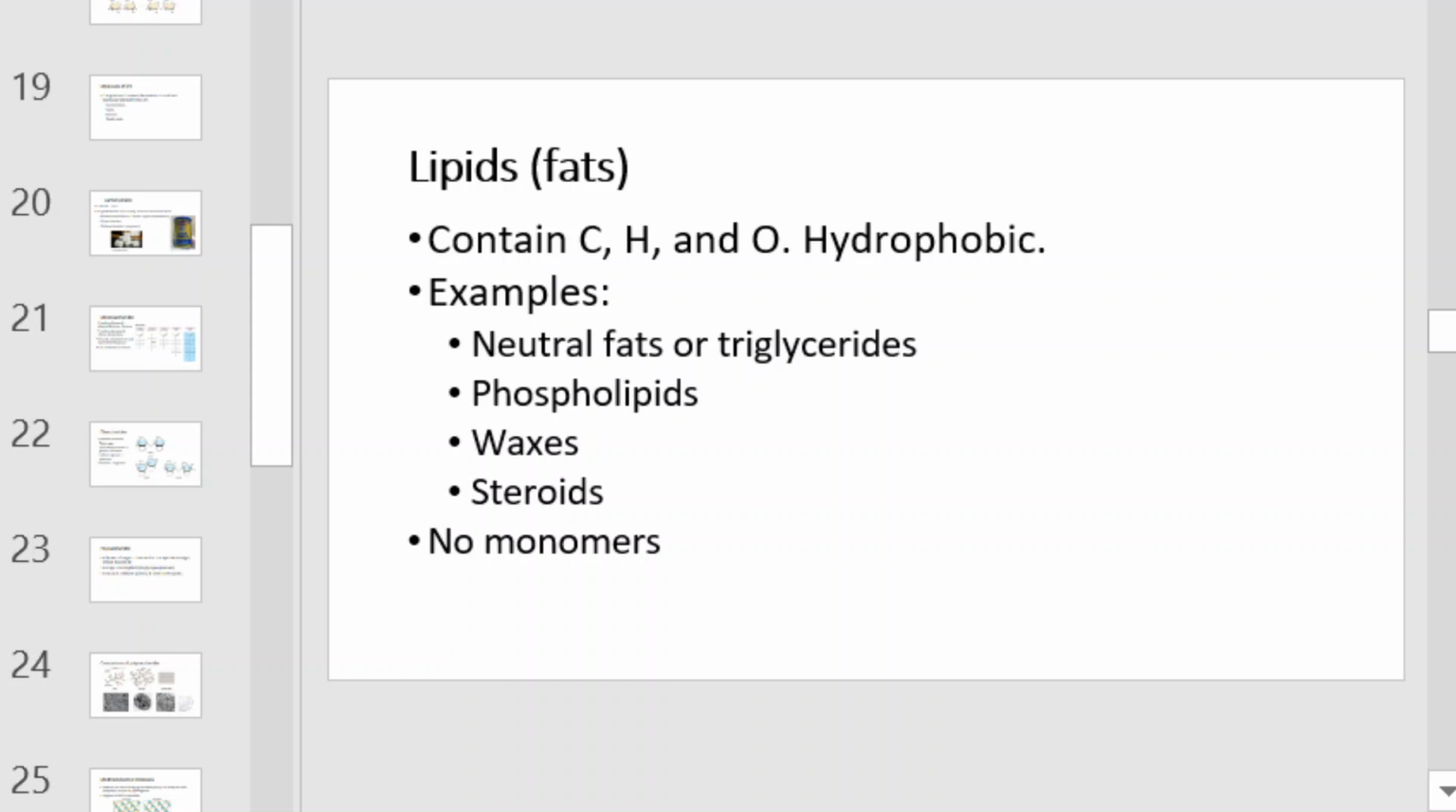Next, we have lipids, or fats. Lipids contain the same three base atoms as carbohydrates: carbon, hydrogen, and oxygen. However, the empirical formula here is different. Lipids are all hydrophobic, which means that they do not interact well with water. The reason is that they lack an overall charge. Some examples of lipids include the neutral fats or triglycerides, phospholipids, waxes, and steroids. There are no true monomers in lipids.